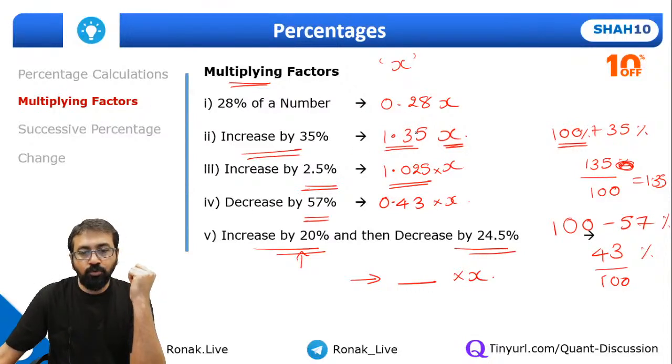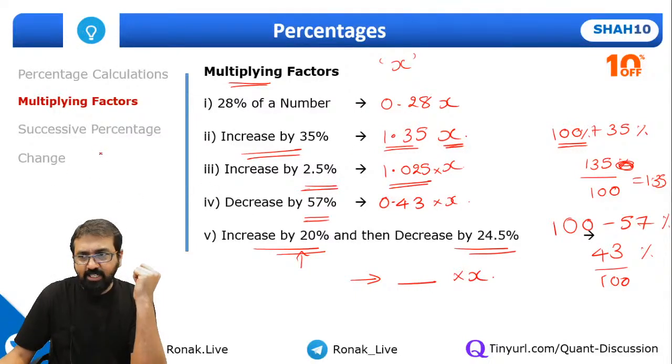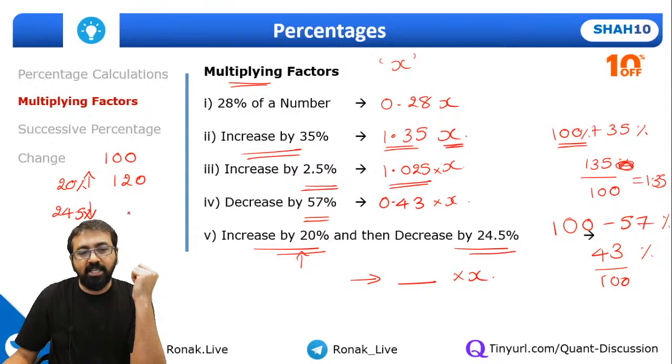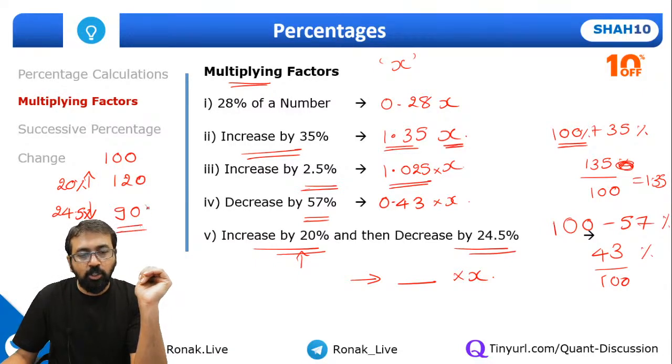So most of you do it this way. You know, ideally you can do it this way. Take number 100, increase by 20%. So it will become 120 and then decrease by 24.5%. Now this will become slightly complicated. See, had it been decreasing by 25%, yes, I can easily do it. Okay, it will come out to be 90. 25% of 120 will be 30 and reduced by 30, so it will come out to be 90. So it should be close to 90.